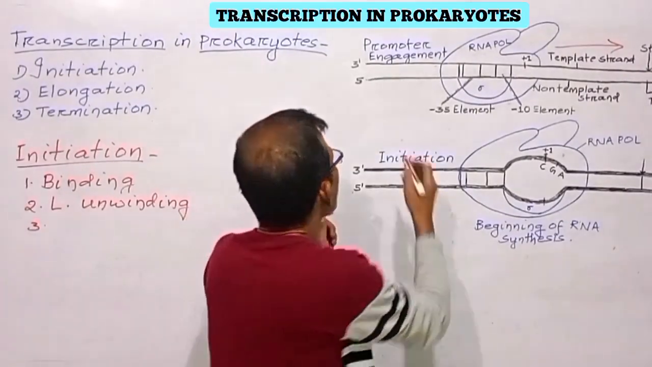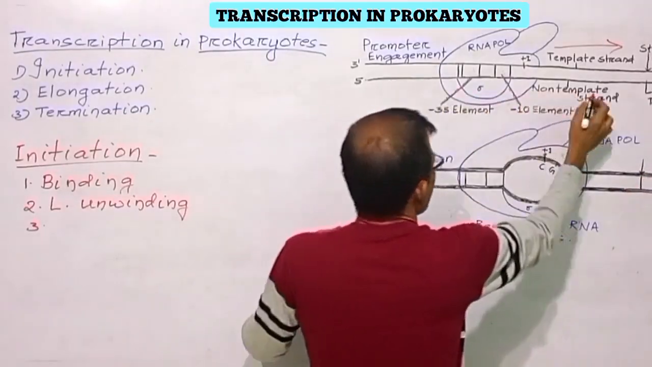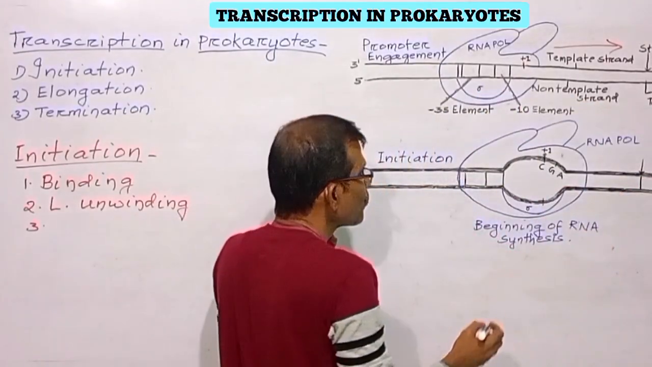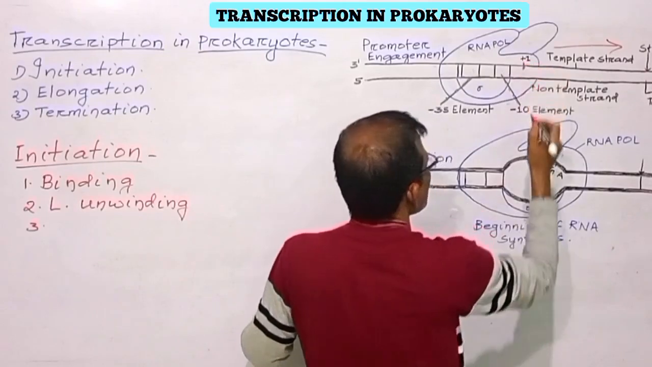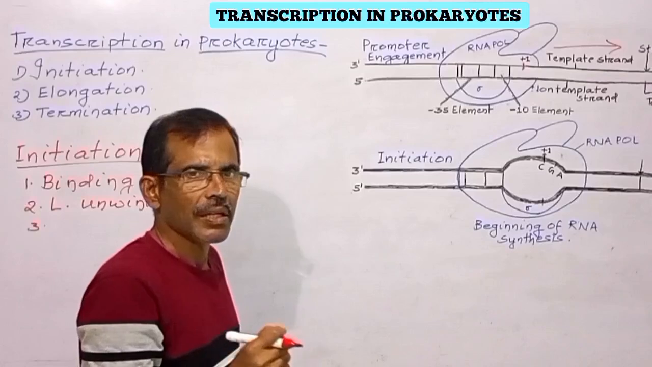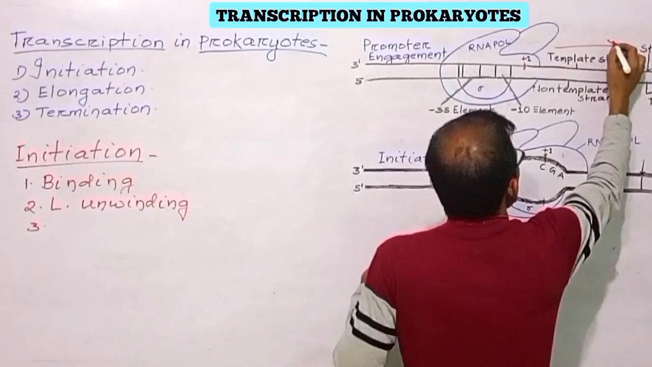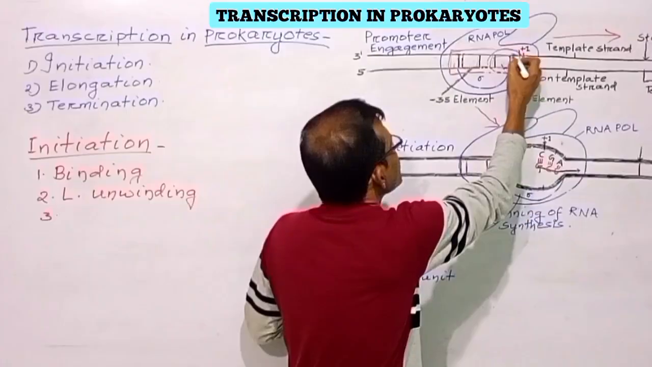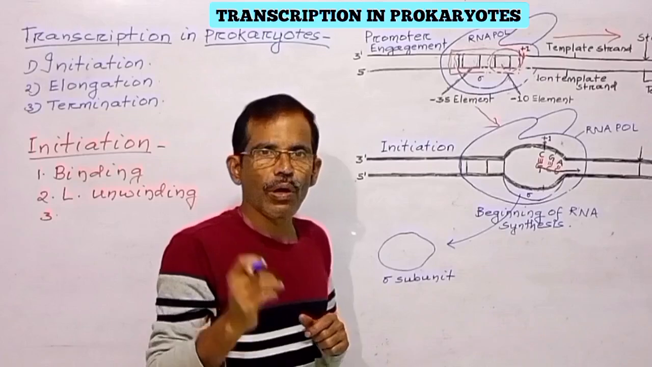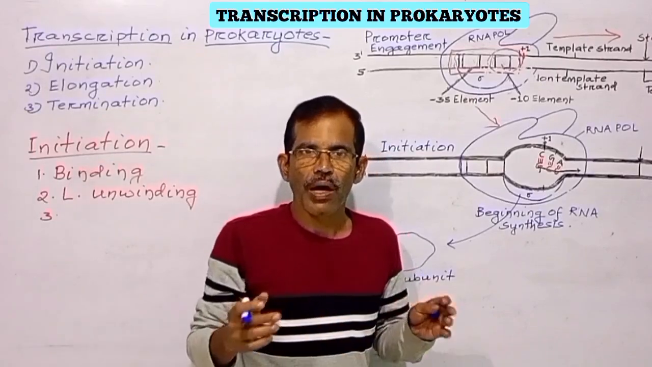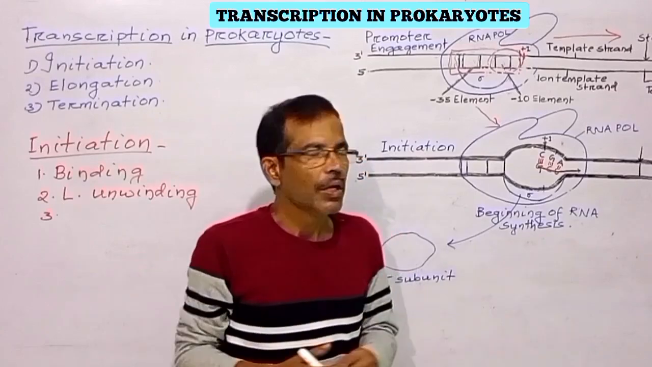In this figure, the upper strand is the template strand and the lower strand is the non-template strand. +1 represents the transcription start site from which RNA synthesis starts and proceeds in the 5' to 3' direction. This is a promoter to which the RNA polymerase holoenzyme has to bind to initiate the transcription of a gene.